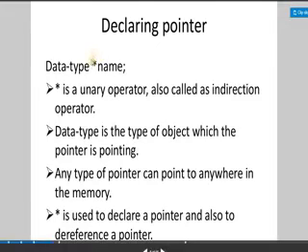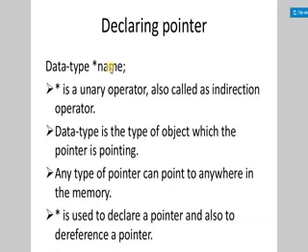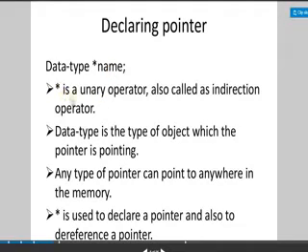But as soon as we provide the asterisk sign before the variable name, it will be treated as a pointer variable, and whatever value gets stored in that variable will be treated as an address. As you can see, the asterisk is a unary operator, also called the indirection operator.